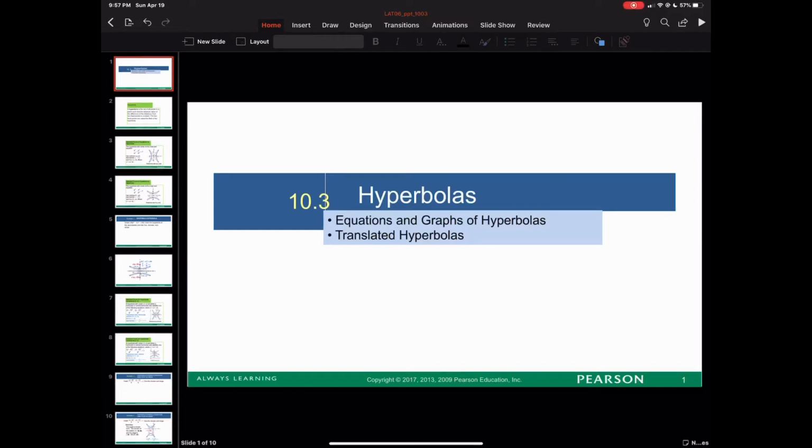Hello class, today we'll be talking about 10.3 hyperbolas, equations and graphs of hyperbolas and translated hyperbolas. Now, this one won't be as long as the last one because basically you already kind of know how to do certain things with this. So we're just basically going to take what we have and add on to it a little bit.